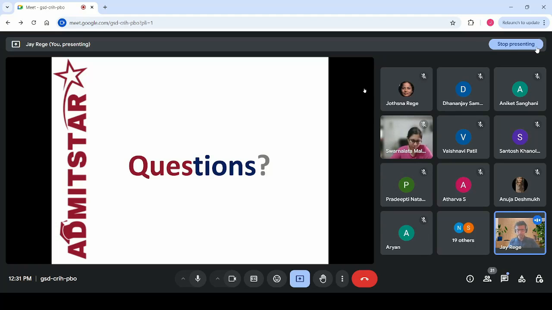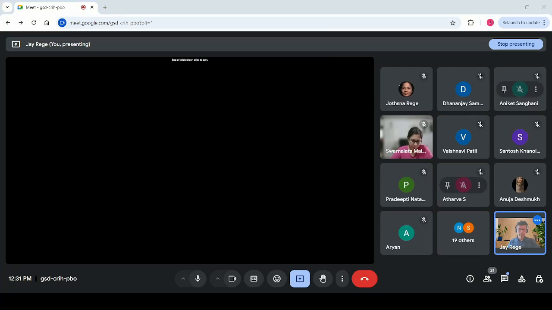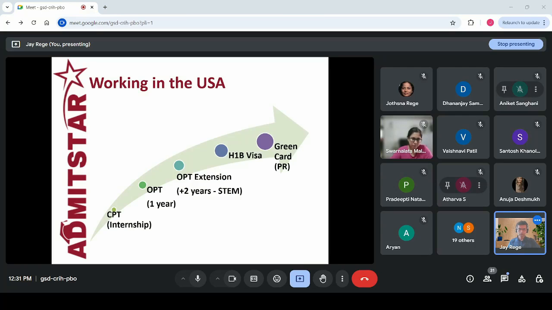If I go back to one of my screens, okay, so here, if you look at it, the OPT I have put in is 1 year. This 1 year is the OPT that allows you to basically work in the US. But the rule says that within 60 days of the start of your OPT, you should find a job. So that puts even more pressure.